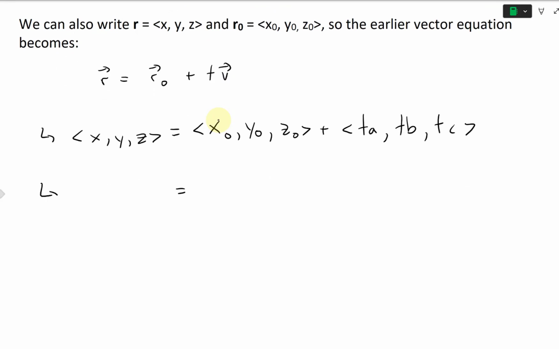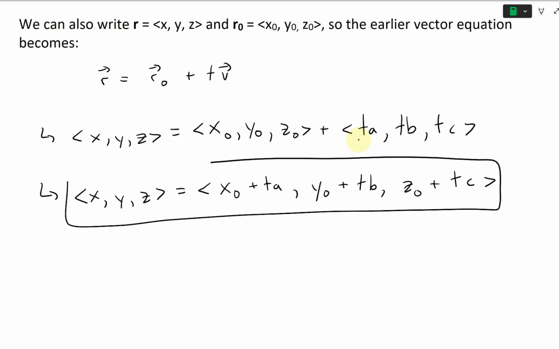So this is going to be, and I'll write this out so we can box this whole equation, x, y, z, like this, with these commas better, equals, and then add these up, so vector addition, just x naught plus ta, and then we put a comma. The next one's going to be y naught plus tb, comma, then the z component, z naught plus tc, like that, and box this whole thing in.